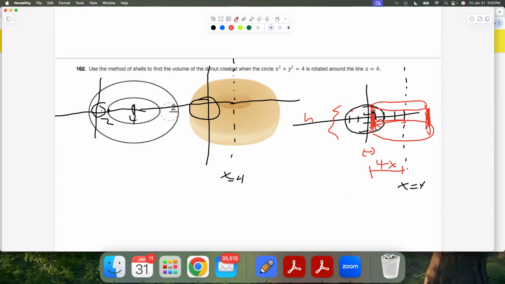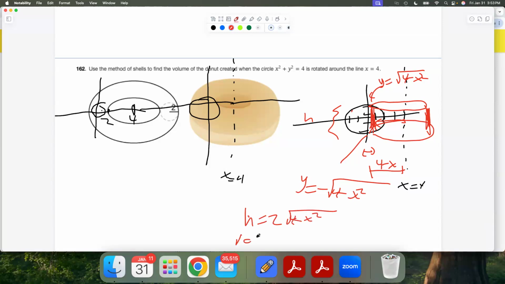The height here is going to be the height up to the circle. So that top is y equals square root of 4 minus x squared. The bottom, that curve right there, is y equals negative square root of 4 minus x squared. Top minus bottom is just going to be twice top because of symmetry here. So height will be twice square root of 4 minus x squared. The radius of the shell is 4 minus x.